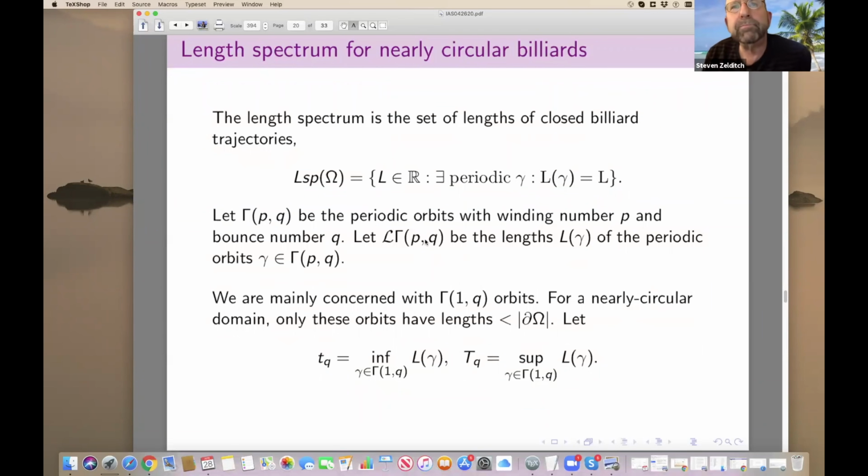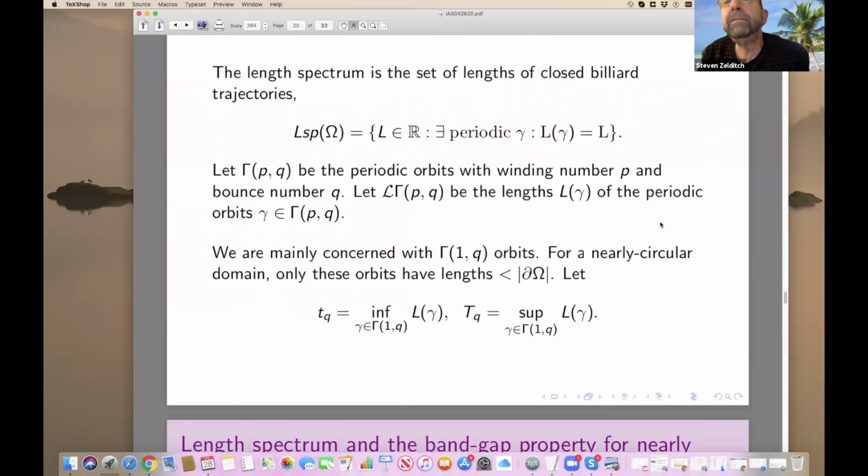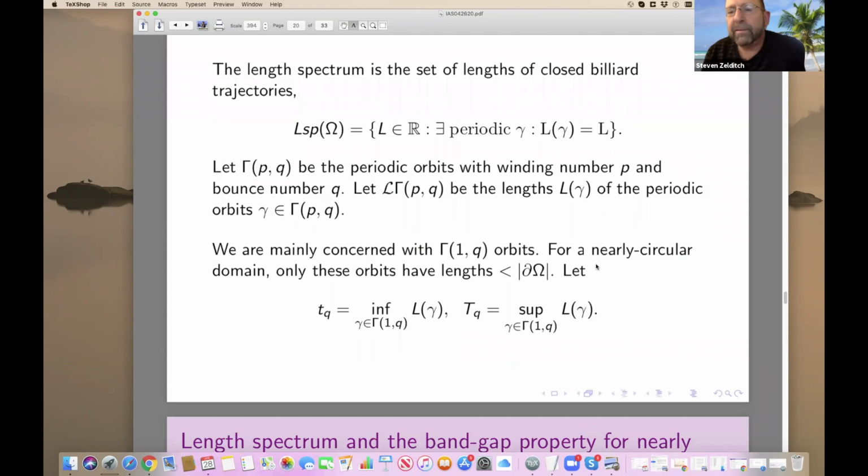And we have another notation. If I look at the PQ periodic orbits, with winding number P and bounce number Q, then the lengths of those are denoted by script L gamma PQ. That's a subset of the lengths, the lengths of the orbits which are PQ orbits. We're mainly concerned with gamma 1Q orbits. Gamma 1Q orbits have been studied since Lazutkin, who is the founder of the whole theory involved here, Birkhoff and Lazutkin. But in particular, they were studied by Melrose and Marvizi.